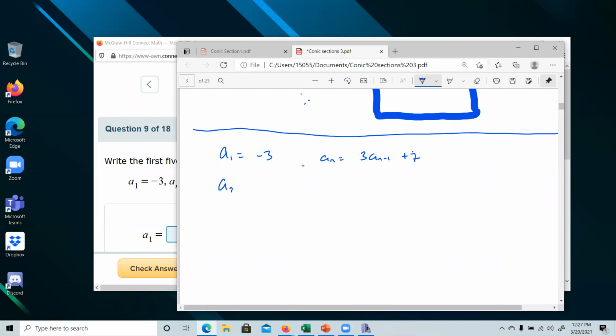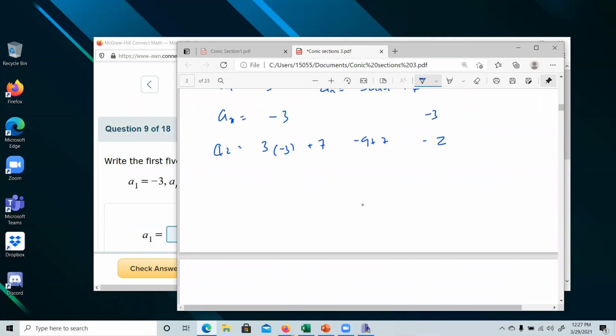So we'll say a1 is equal to -3, and a2 is equal to 3 times the previous one plus 7. So that's going to be -9 plus 7, that's -2. So with -3, -2, a3 is going to be 3 times -2 plus 7, so that's -6 plus 7, it's -1. See, that looks pretty tame, right? If I gave you a sequence, I would say -3, -2, -1.